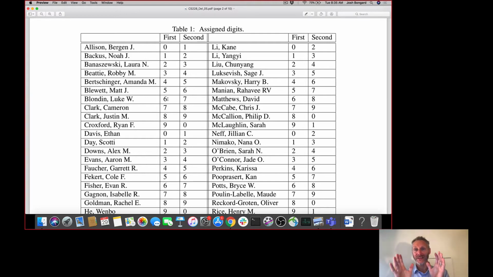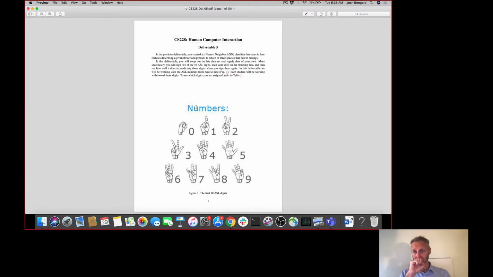Which will convince us that you've trained it on these two different classes, these two different digits. By the end of Deliverable 5, you will not know how accurate your KNN algorithm is. That we're going to tackle in Deliverable 6.